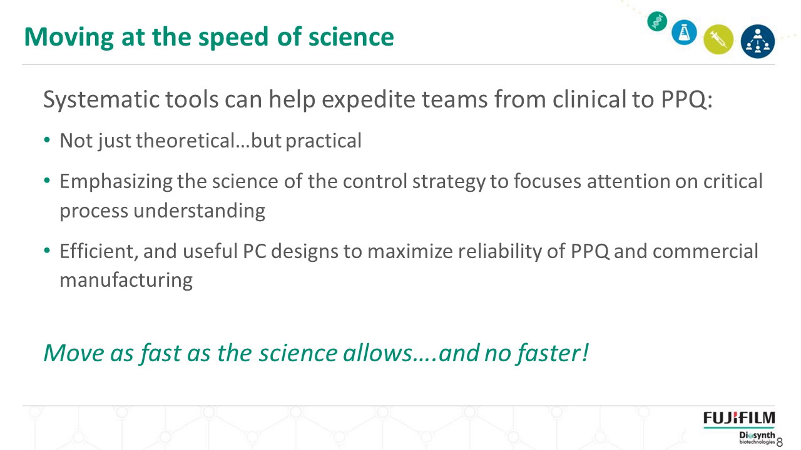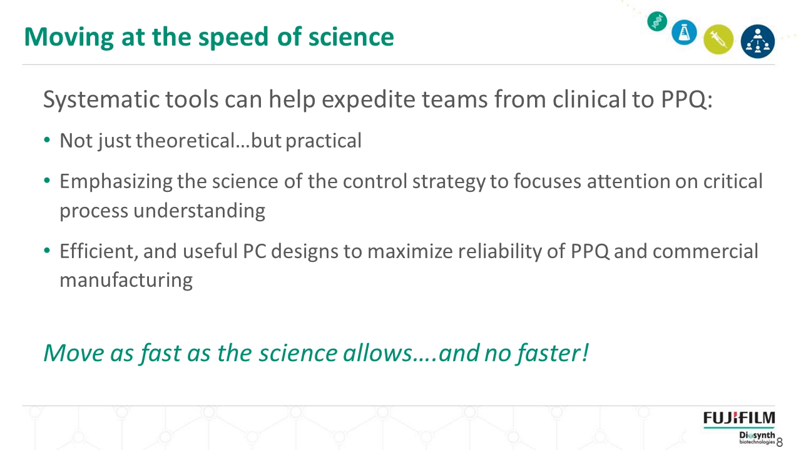The other important point is that emphasizing the science of the control strategy is paramount and really does help to focus the attention of teams across the organization on critical process understanding that will result in a successful PAI and successful manufacturing. And then finally, efficient and useful process characterizations are those designs that are aimed at manufacturing reliability of the PPQ and commercial manufacturing.